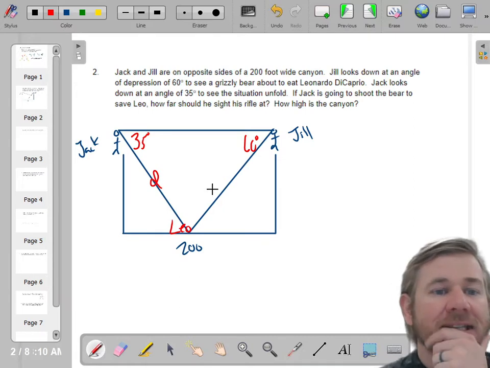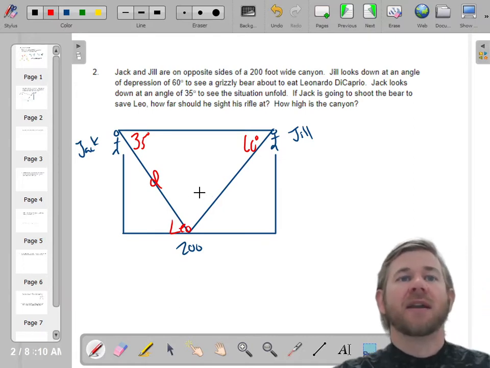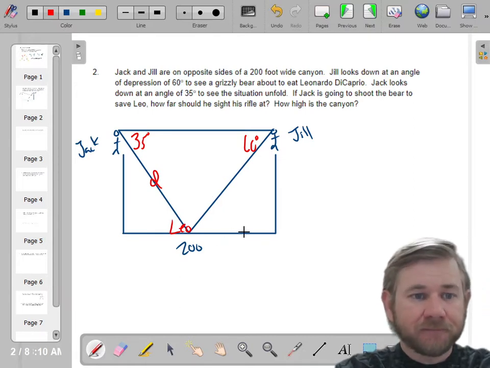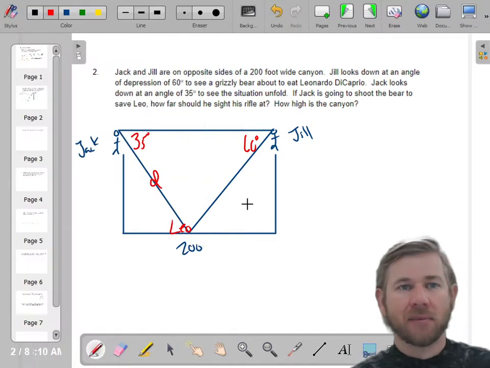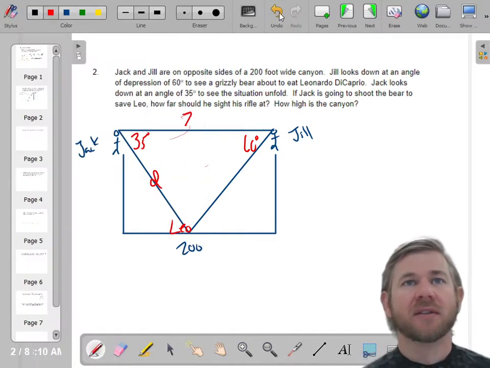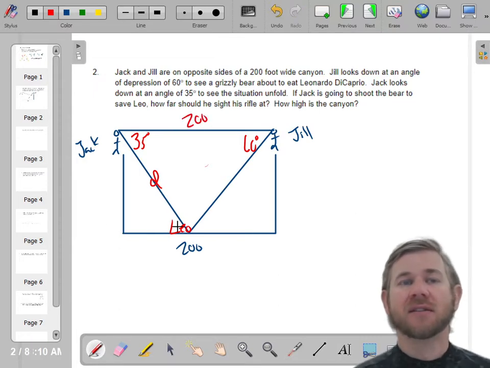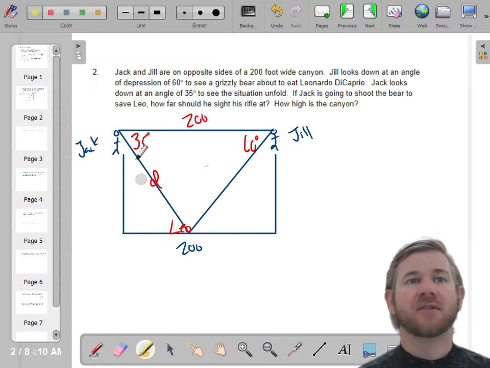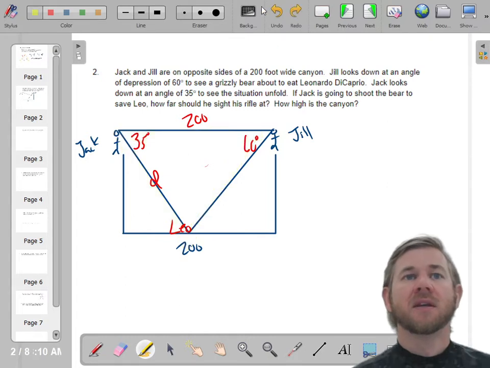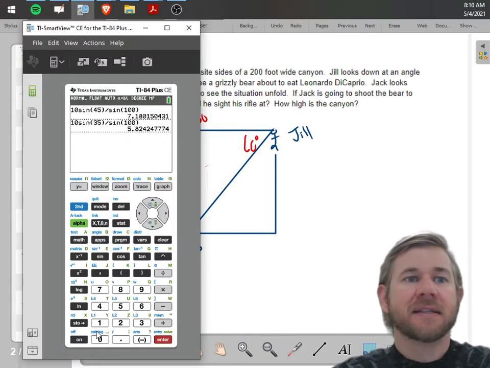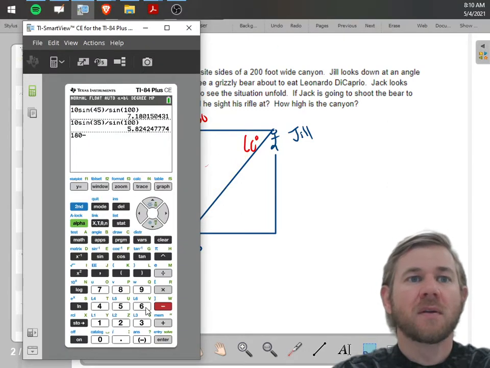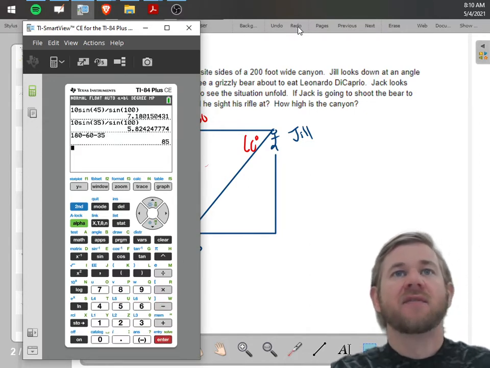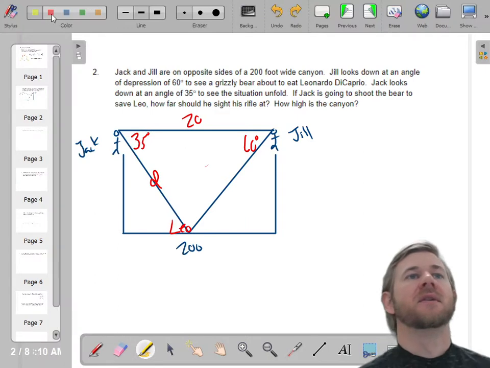Okay, so let's see. First thing we can do is find a missing angle. And I'm going to maybe relabel this. I think it would be more helpful if I call this the 200 up here. So while I'm thinking about it, let's say this is 200. Even though this is 200, this is the triangle I'm kind of looking at right now. So let's do 180 minus 60 minus 35 and I'll get 85 for my missing angle. All right, so that's cool.